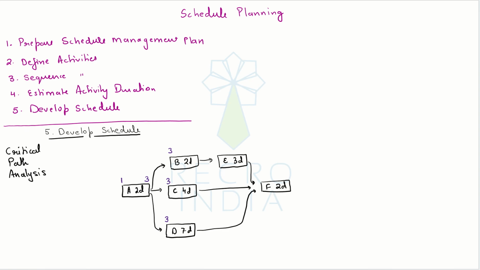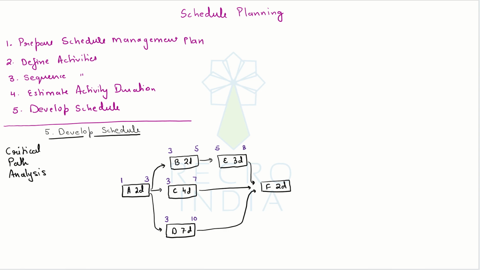Then B finishes on 3 plus 2, fifth morning. C finishes on 3 plus 4, seventh morning. D finishes on 3 plus 7, 10th morning. Now E, being the successor of B, can start right after B finishes, which is on the 5th morning, and it will finish on 8th morning.